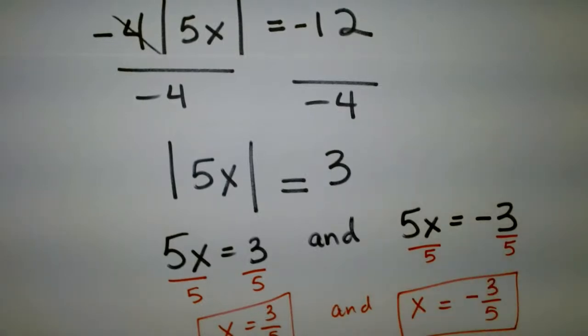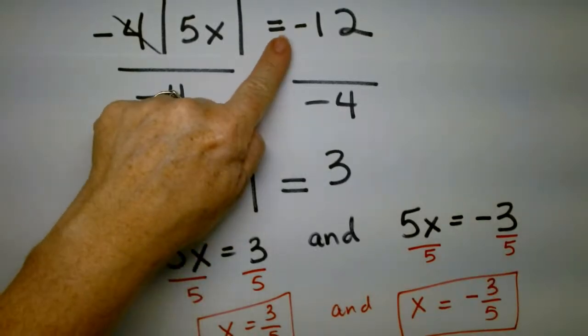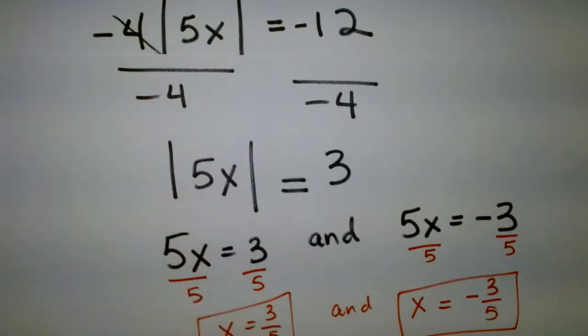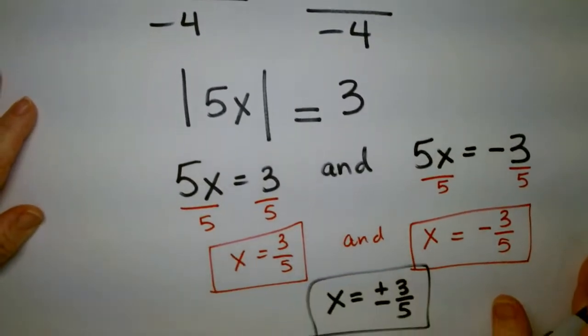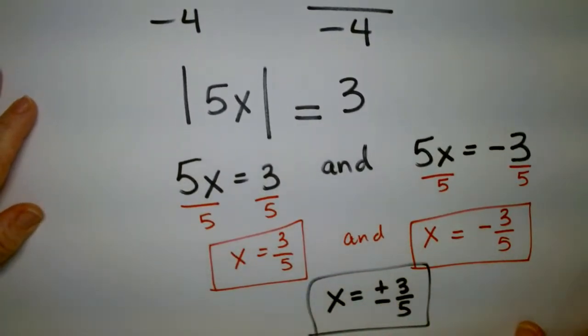You're like, wait, you got the same answer, but the problem's different. I changed the problem, didn't I? Yes, I did. So you can also write this as x is equal to plus and minus 3 over 5. All right, I'm going to leave this here, so you can write it as 3 over 5 if you want. Okay.